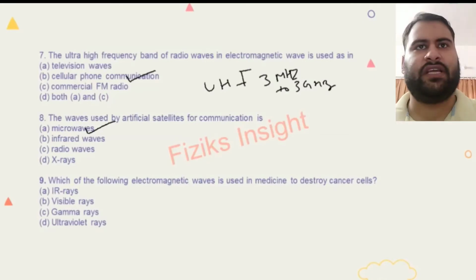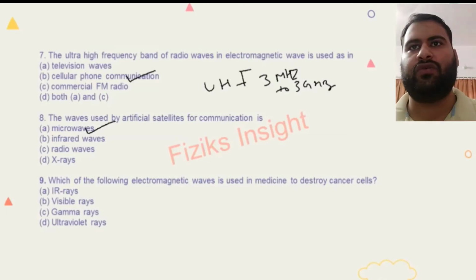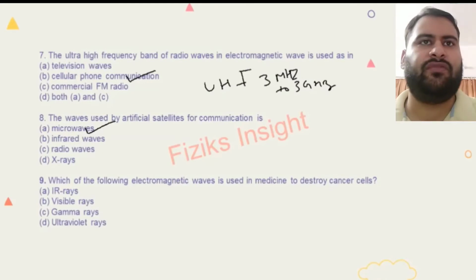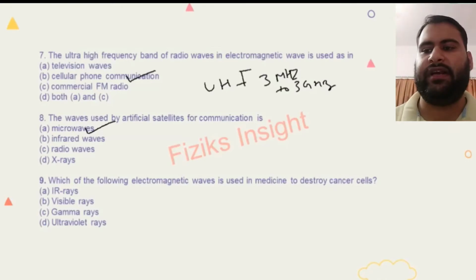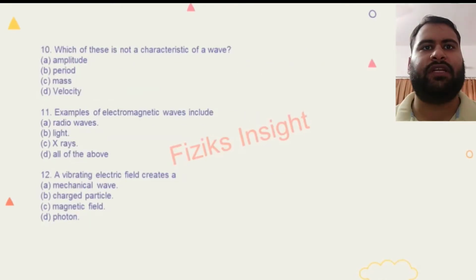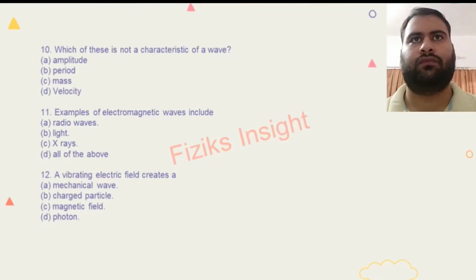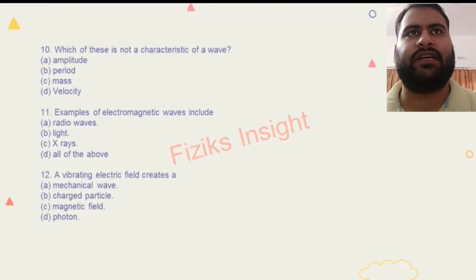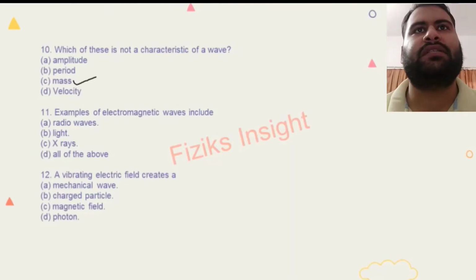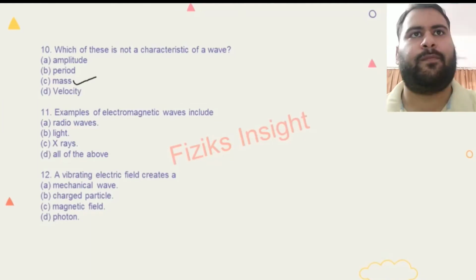Now in the ninth question, which of the following electromagnetic waves is used as medicine to destroy cancer cells? A option infrared rays, B visible rays, C gamma rays and D ultraviolet rays. So the correct option is gamma rays. Now proceeding to the 10th question. See, in the 10th question, which of these is not a characteristic of a wave? A option amplitude, B option period, C mass and D velocity. So the correct option is mass. Mass is not a characteristic property of a wave.